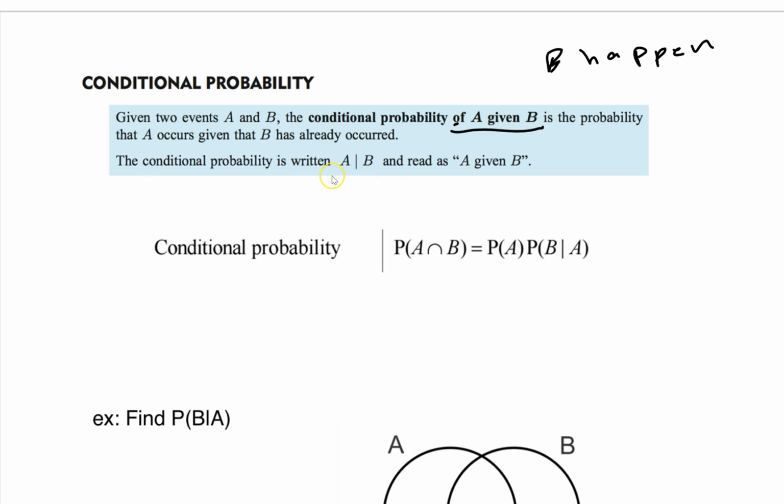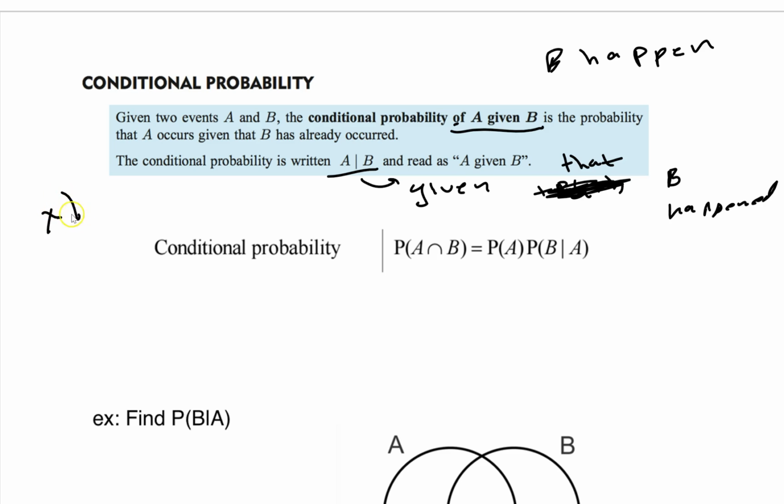So the way they write it is like this. Basically that line means given B, given that B happened. That's the way you want to read that line. If I see X line Y, I'm like, okay, X given that Y happened. So Y happened, what's the odds X is going to happen?